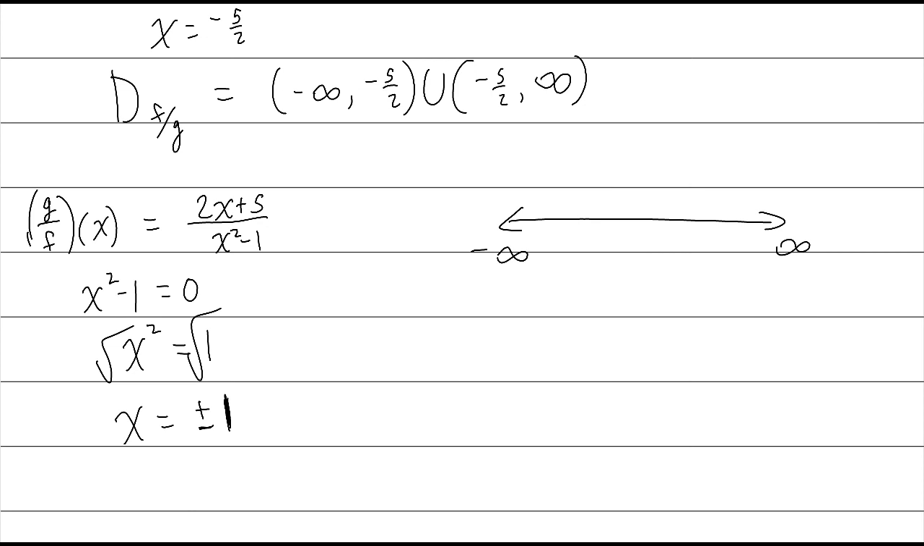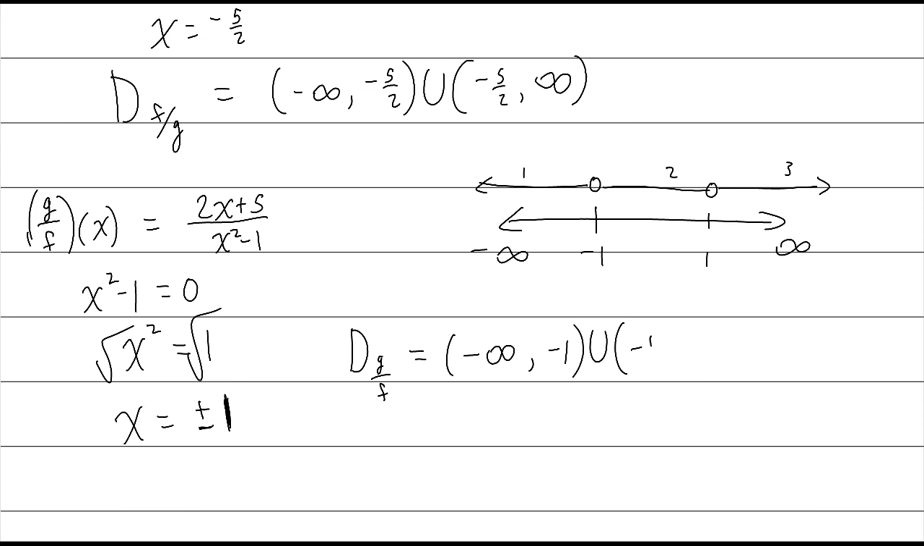All right, so we have 2 holes in the domain, negative 1 and positive 1. That breaks my domain into 3 segments. 1, 2, and 3. So the domain of g over f is negative infinity to negative 1. That's the first segment. Union, negative 1 to 1. That's the second segment. Union, 1 to infinity. That would be the third segment.